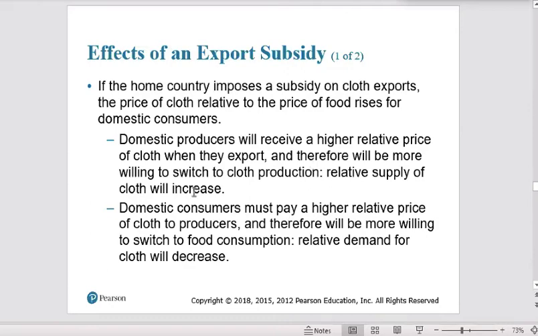This is how subsidies will increase the domestic price. So the domestic consumer must pay a higher relative price of clothes to the producer, and therefore they will be more willing to switch to food consumption, and relative demand for clothes will decrease. Domestic producers receive a higher relative price of clothes when they export, and therefore they will be more willing to switch to clothes production. Relative supply of clothes will increase.